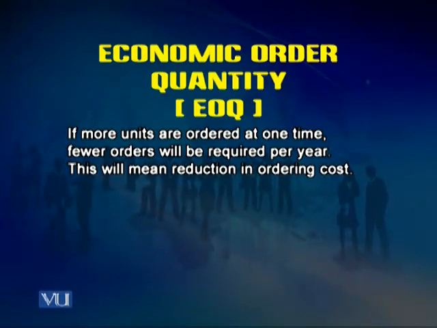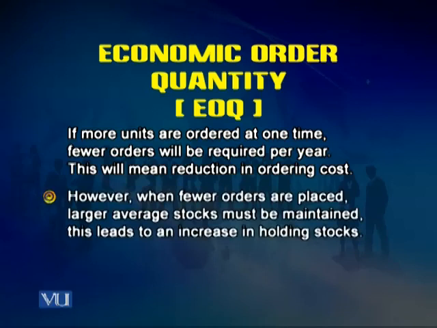This will mean a reduction in ordering cost. However, when fewer orders are placed, larger average stocks must be maintained. This leads to an increase in holding cost. The economic quantity is going to balance the two costs and try to arrive at the lowest cost order size. Again, we are concerned with the size of each order, because the size of each order is going to affect both the costs, the ordering cost and the holding cost.